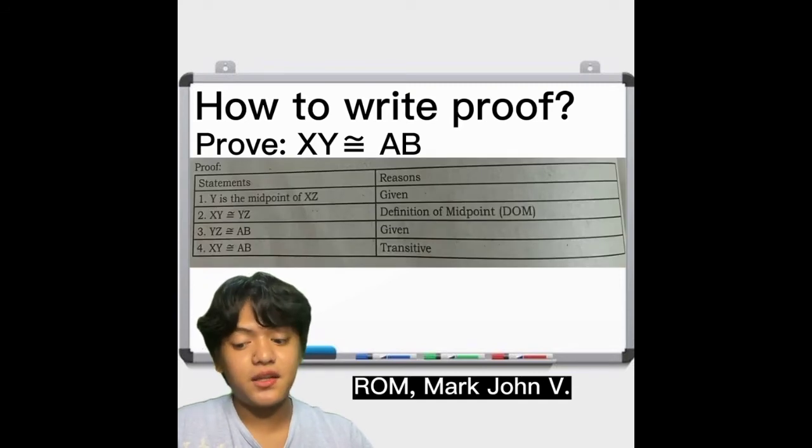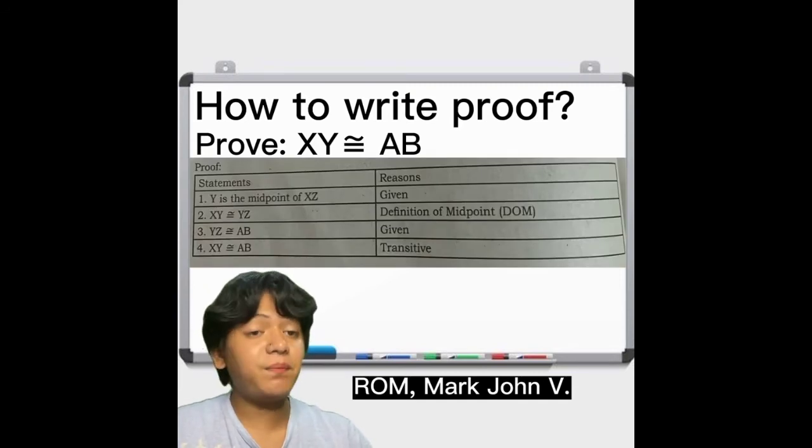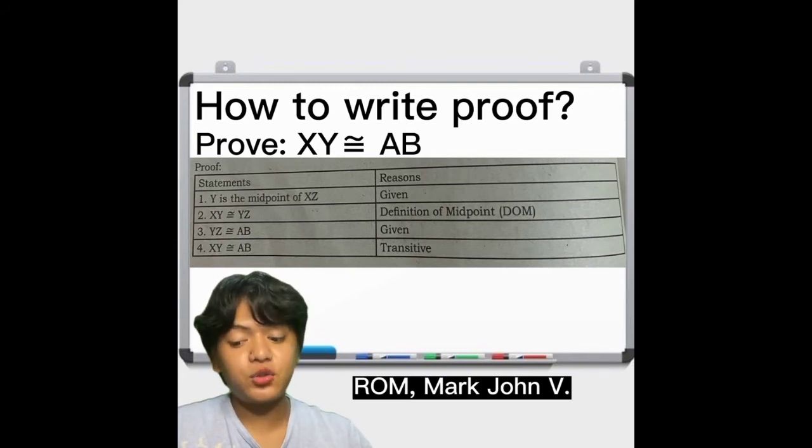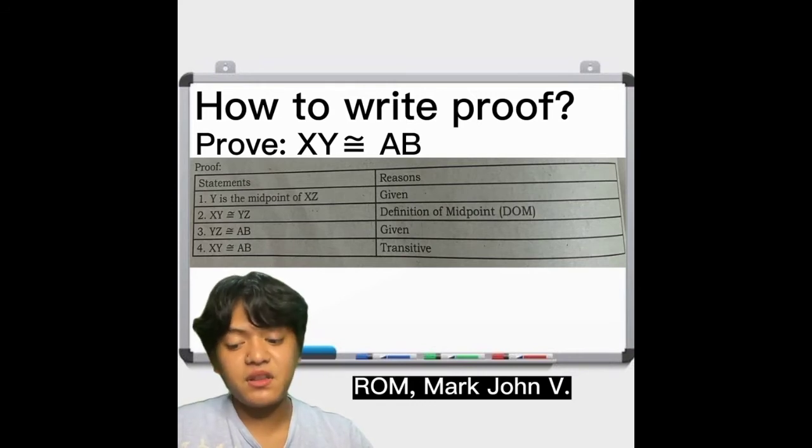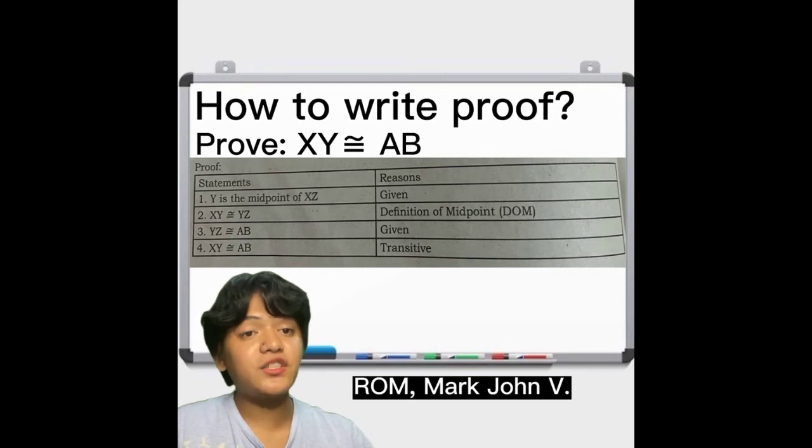Statements and reasons. Statement number 1: Y is the midpoint of XZ. Reason: given. Statement number 2: XY is congruent to YZ. Reason: definition of midpoint, DOM. Statement number 3: YZ is congruent to AB. Reason: given. Statement number 4: XY is congruent to AB.